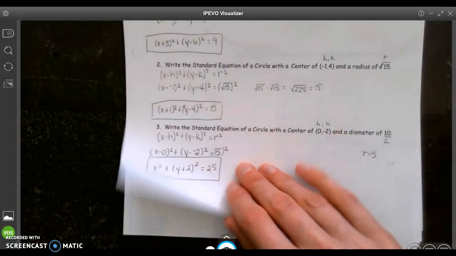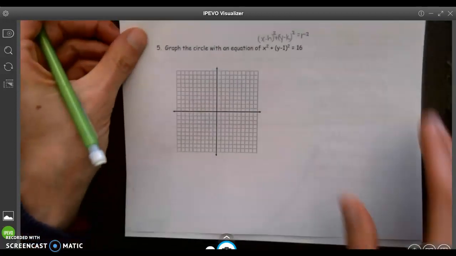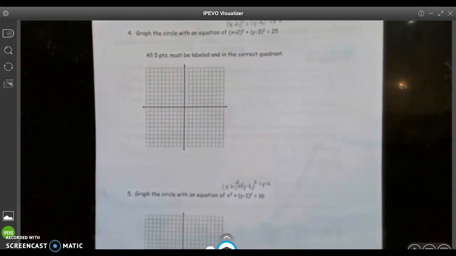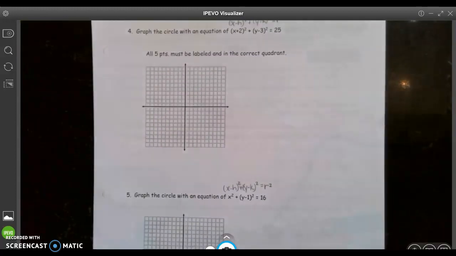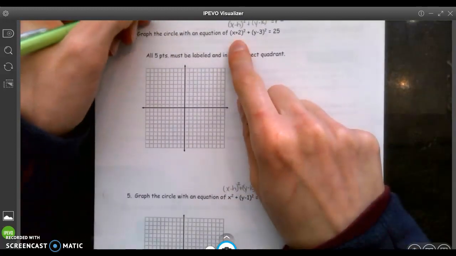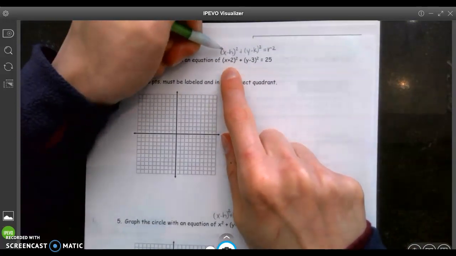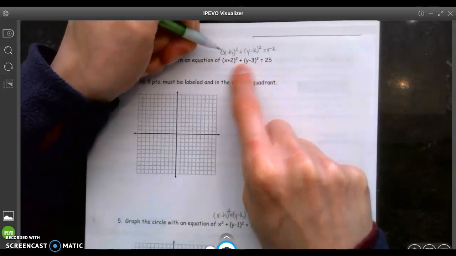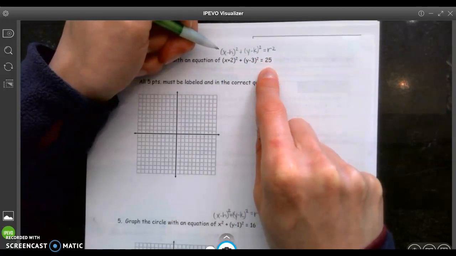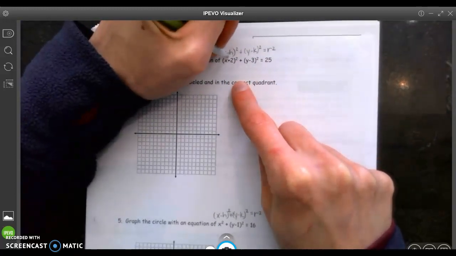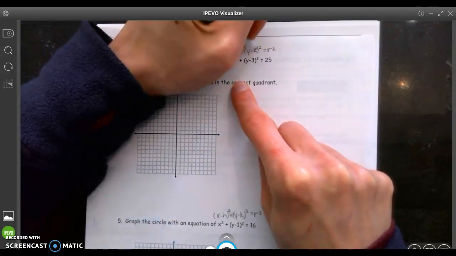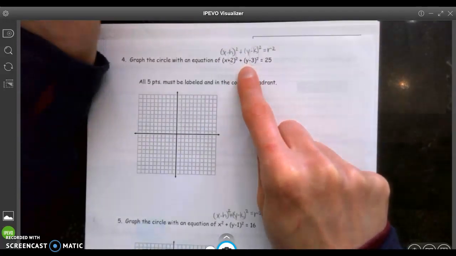So now, on the back of this, we're going to graph a circle, and this is what you're going to be doing in your homework. You're going to graph a circle given an equation. So if I write my formula right above this equation that I'm given, I can find the H and I can find the K. So here's my H, here's my K. That's going to be my center.